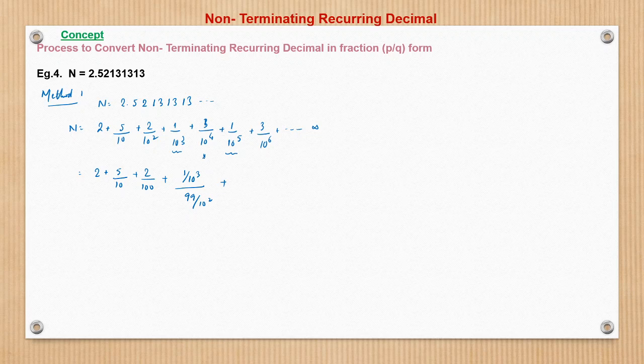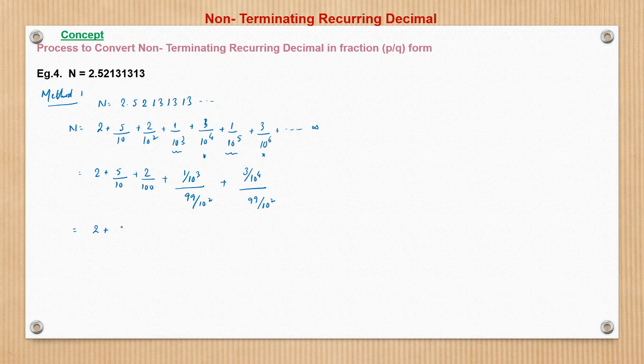And now the second GP series is 3 by 10 raised to power 4 plus 3 upon 10 raised to power 6 and so on. So it becomes first term is 3 upon 10 raised to power 4 and common ratio is 1 by 100, so it becomes 99 by 10 square. So this will further simplify.